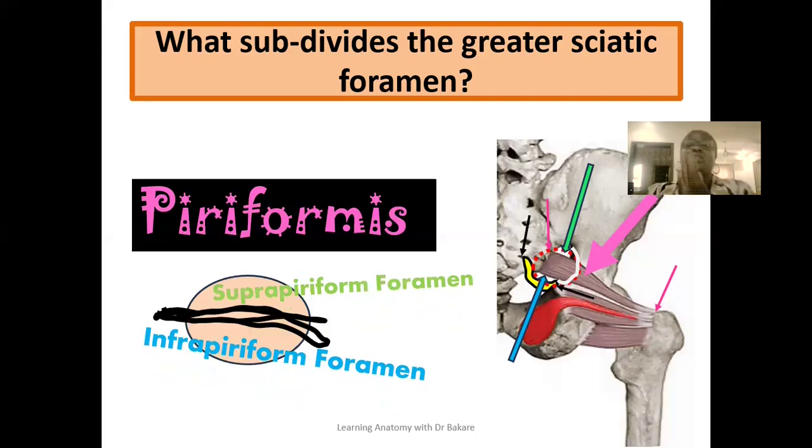So this is how we have the piriformis subdividing the greater sciatic foramen into the suprapiriform foramen and the infrapiriform foramen. And the names of these foramina are drafted based on how they are positioned around the piriformis. I hope you find this useful.